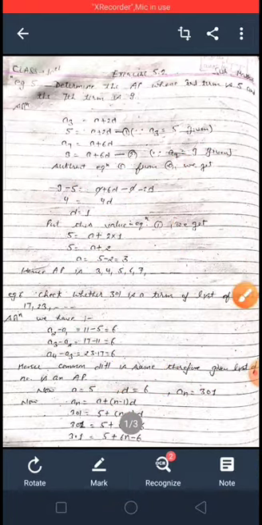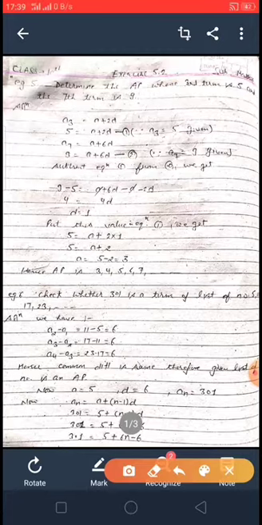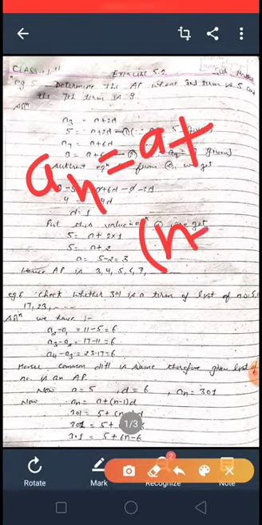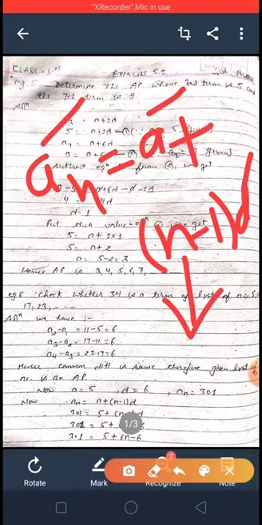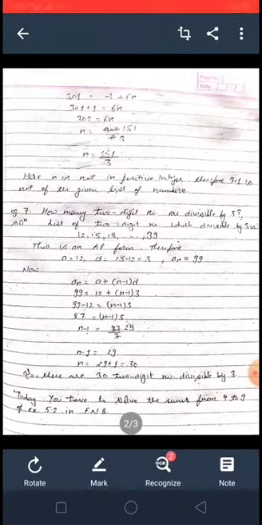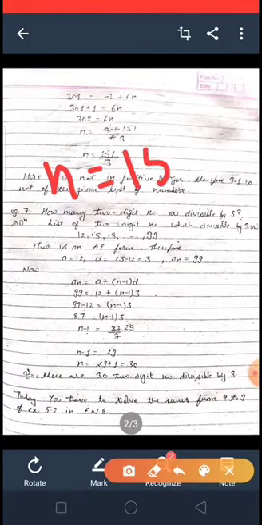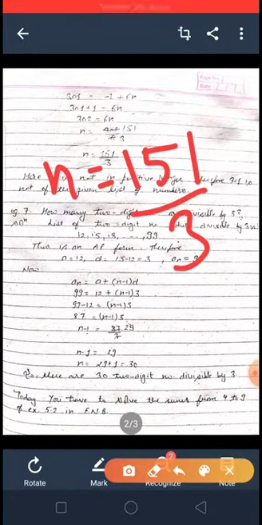Clear? Now we have to check whether 301 is a term of this AP. For this we apply the formula An is equal to A plus (n minus 1) into D. Clear? Here An is 301 and A is the first term, which is 5. Clear? And D is 6. And n is the number of terms, whose value we have to find. Clear? When you put all these three values you will get the result n is equal to 151 divided by 3. That is 151 by 3.